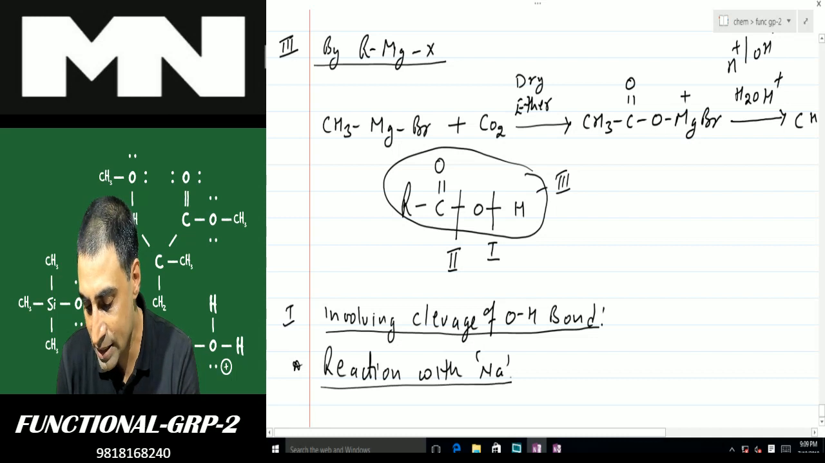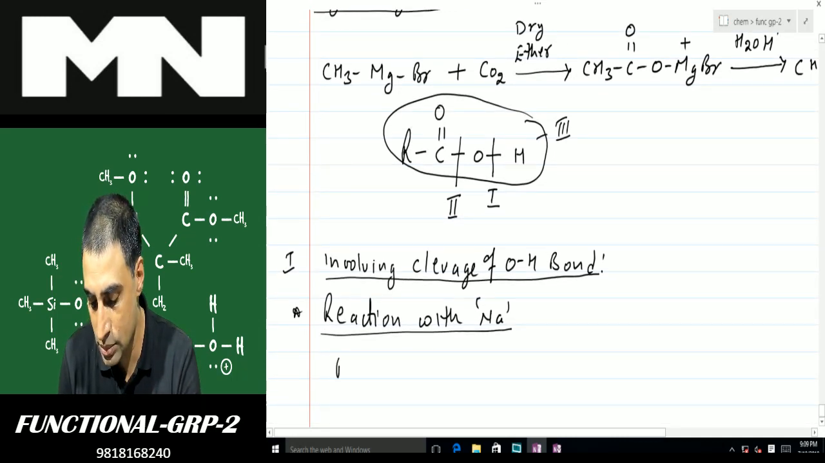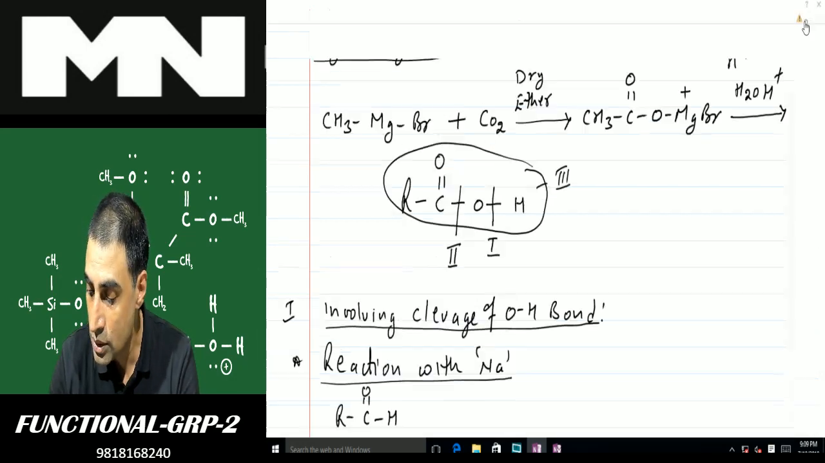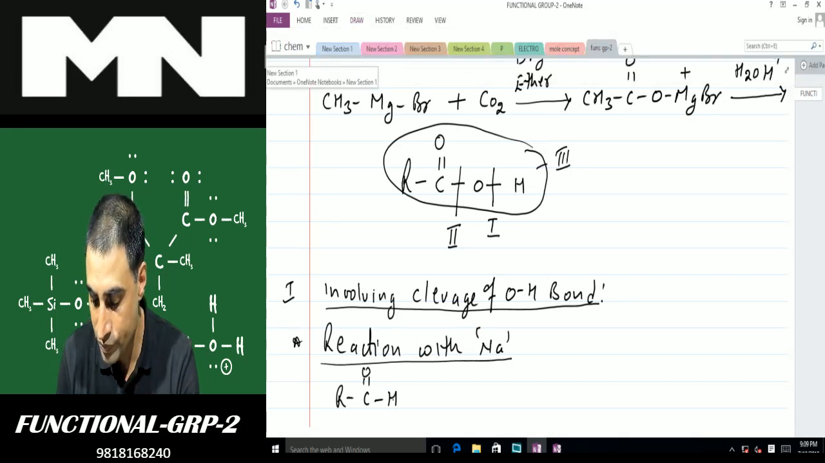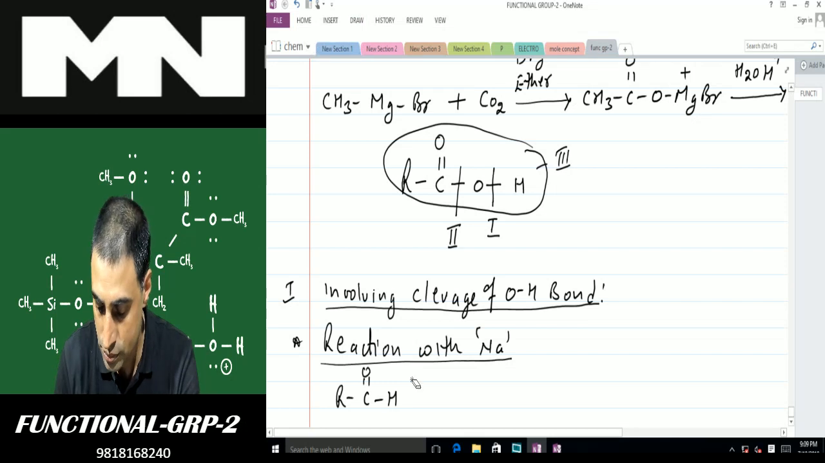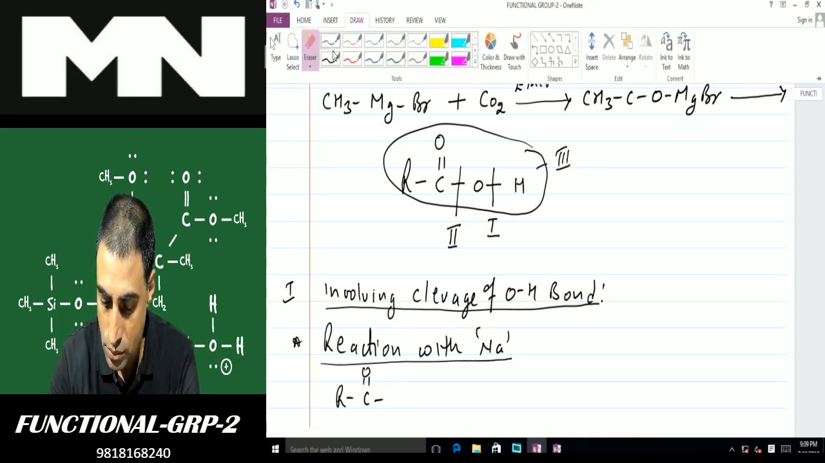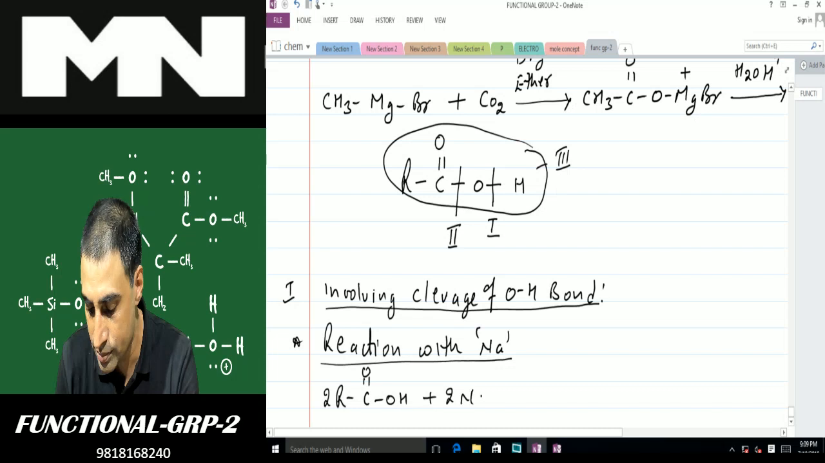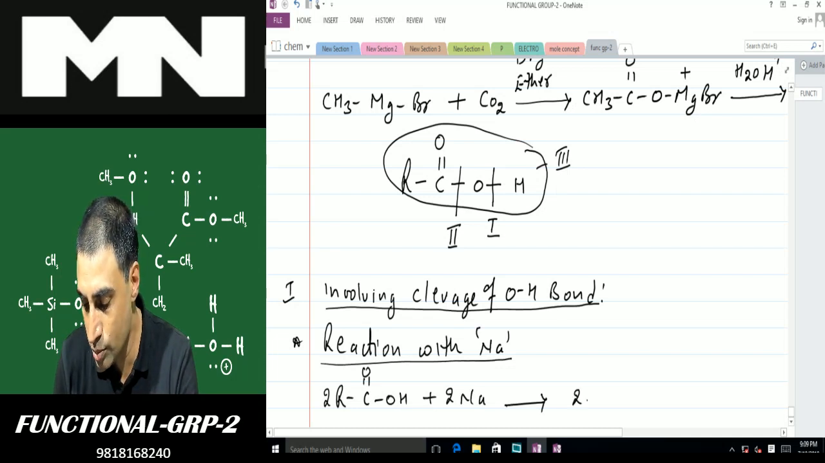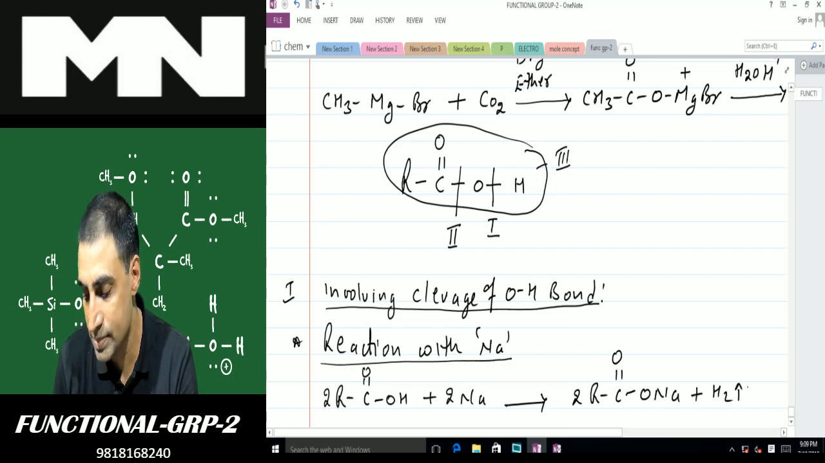So if I react an acid with sodium, that is RCOOH, if I am reacting this, this is not H, in fact it is OH. So let me correct that. So here I have got a carboxylic acid molecule. Suppose I have got 2 moles of this and I am reacting it with 2 moles of sodium. I will end up with 2 moles of RCOONa along with liberation of hydrogen gas.